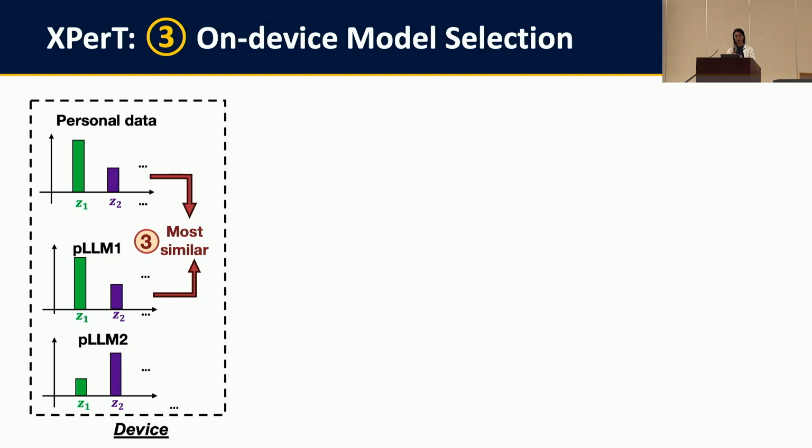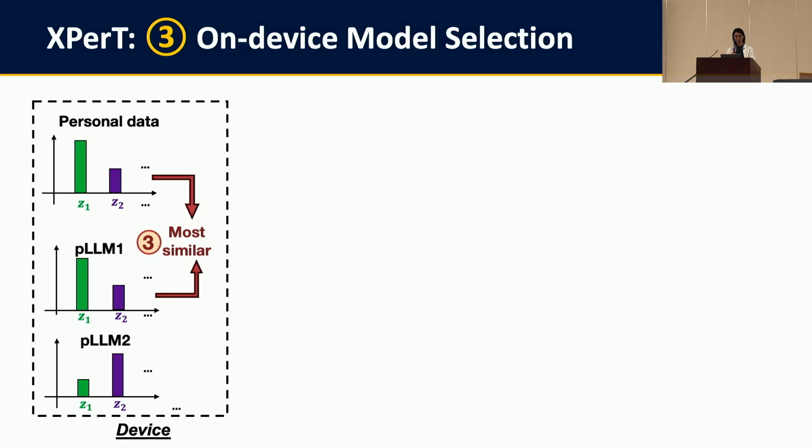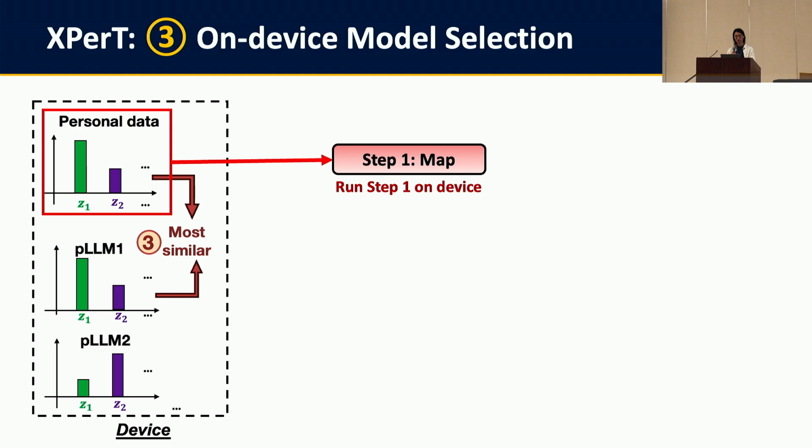Okay, the second step is on-device model selection. After downloading the explanation of the PLM, the user device also needs to compute the explanation for its personal data. This can also be done by repeating step 1 to convert the personal data into an embedding, so that we can further use the same set of subvectors to decompose this vector. However, in step 1, we need to run a summarization model on the mobile device, which may be too large to fit in the memory of mobile devices.